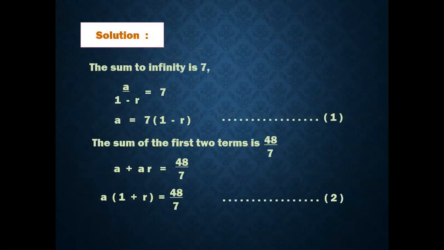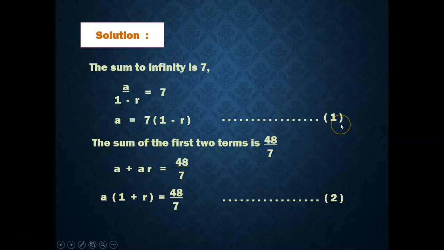Now let's see. Always start by writing down your information. They said that the sum to infinity is equal to 7. So the sum to infinity is a over 1 minus r, and that is equal to 7. Move around a little using algebra, and that gives you your first equation. The second partial sum is equal to 48 over 7, and that's a plus ar, which is equal to 48 over 7. So this will be your second equation. Two unknowns, a and r, and two equations.